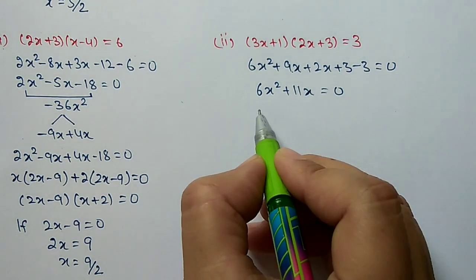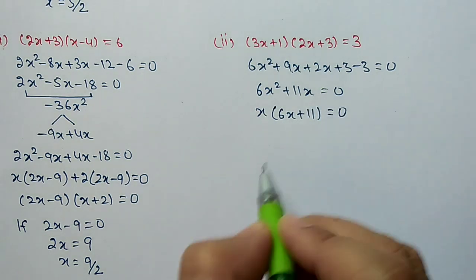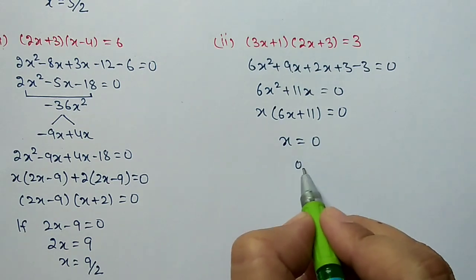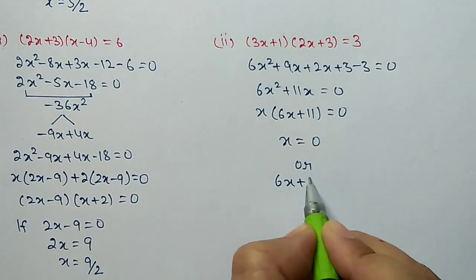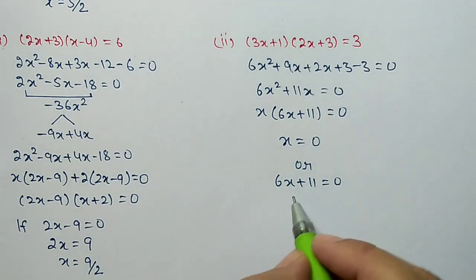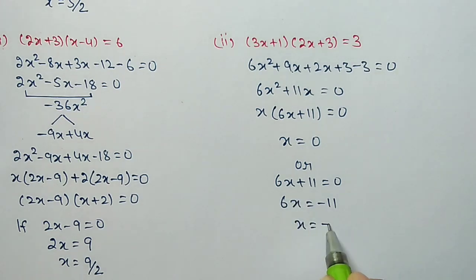From these two we can take x as common. We have 6x plus 11 equal to 0. So we have two values. It may be x is equal to 0 or 6x plus 11 equal to 0. So when 6x plus 11 equal to 0, then 6x will be minus 11 and x will be minus 11 by 6.